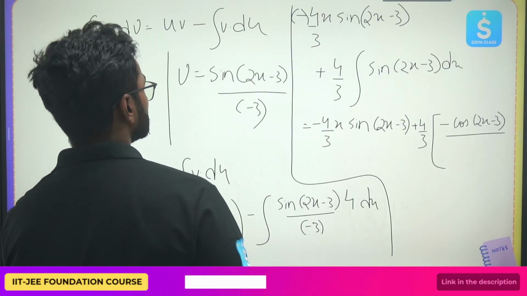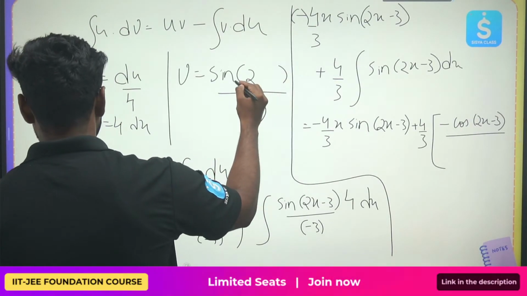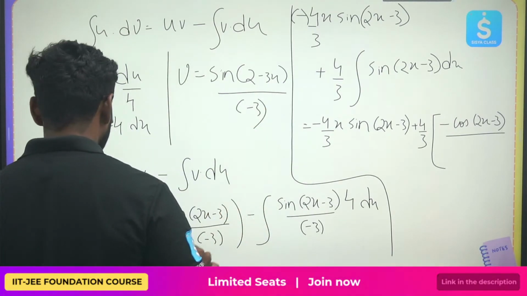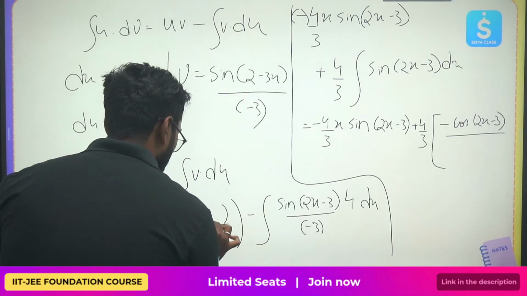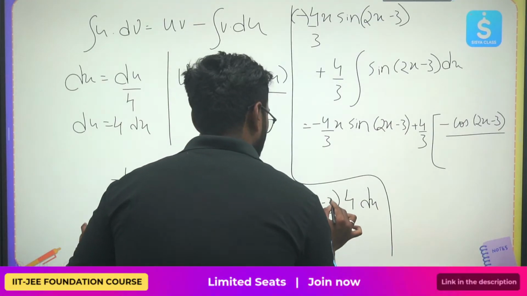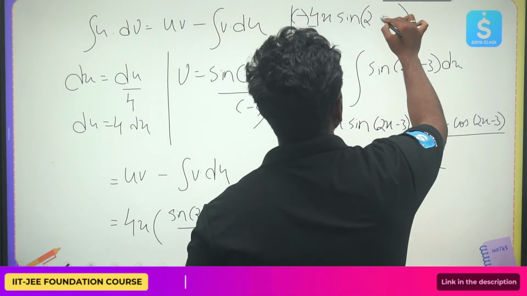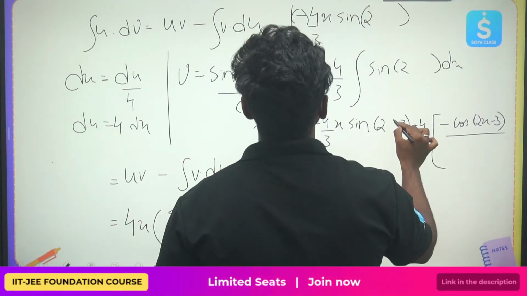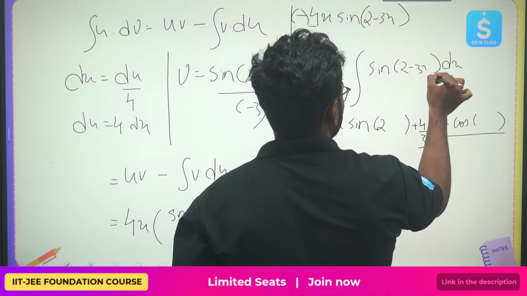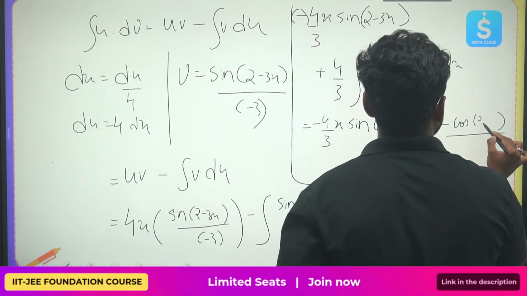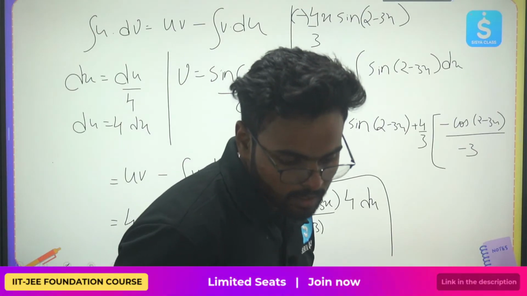Okay, 2 minus 3x, guys, this was 2 minus 3x. So it should be cos(2 minus 3x) by, this would be minus 3, right? The integral with the inside part 2 minus 3x would give minus 3.